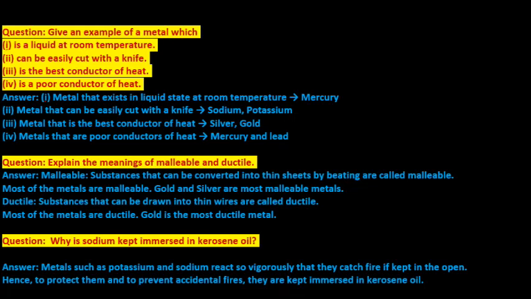Next question is: explain the meanings of malleable and ductile. Malleable: substance that can be converted into thin sheets by heating are called malleable. Most of the metals are malleable. Gold and silver are most malleable metals.